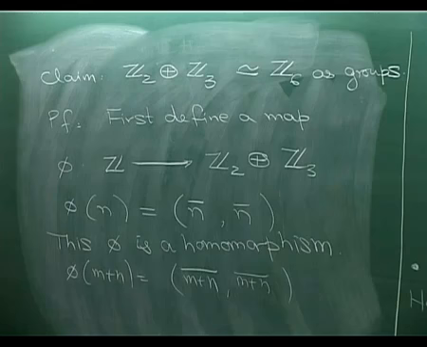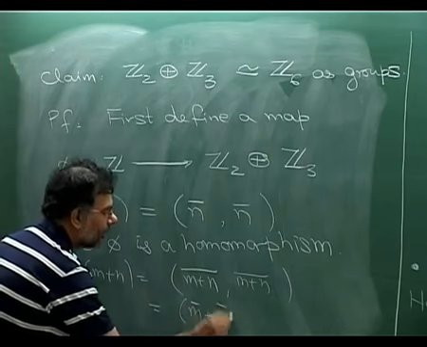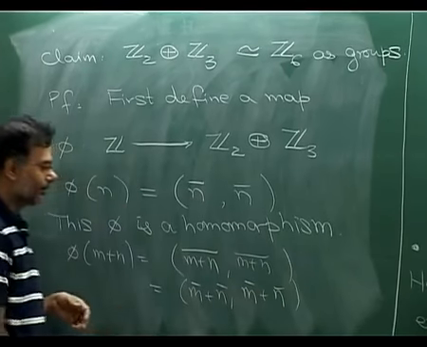The way addition is defined in Z2 is m plus n bar is m bar plus n bar. That is how you define it. So this is m bar plus n bar. Similarly in Z3 also this is m bar plus n bar. That is how you define addition.